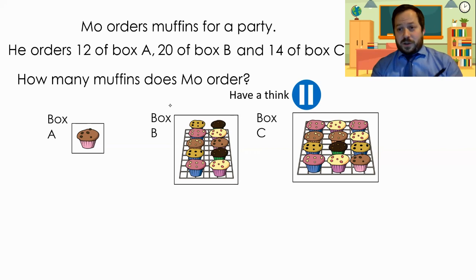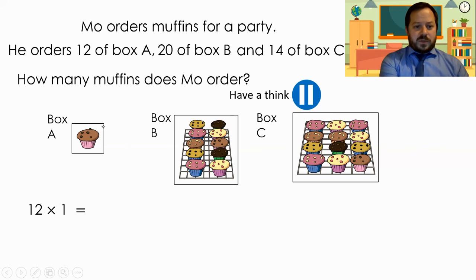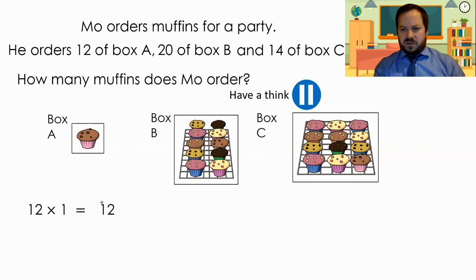Okay, so we do 12 times 1, so there's 1 in the box, and we have 12 of them. So we do 12 times 1, which is 12. Nice and straightforward, hopefully. Then we're looking at box B. We have 20 of them, and there is 10 in each. So 20 times 10 is 200.